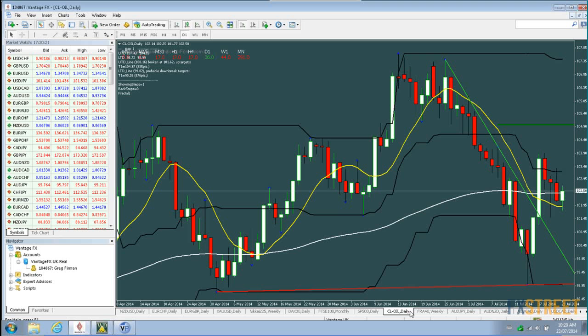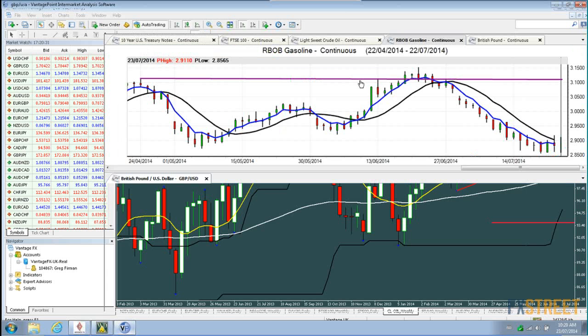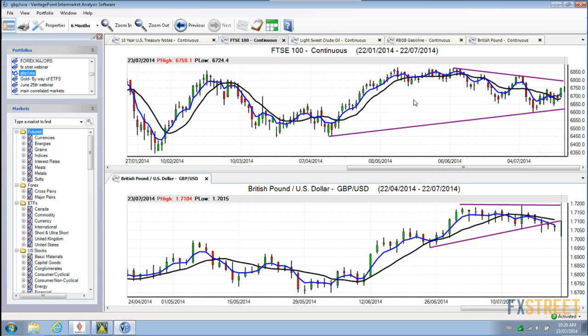So when we look at this, in order for the pound dollar to start moving higher, we want to see the oil start moving higher. Now, the other major correlation that the pound dollar looks for from an intermarket analysis standpoint is the FTSE, but it's the exact inverse correlation to what we see with Euro US.